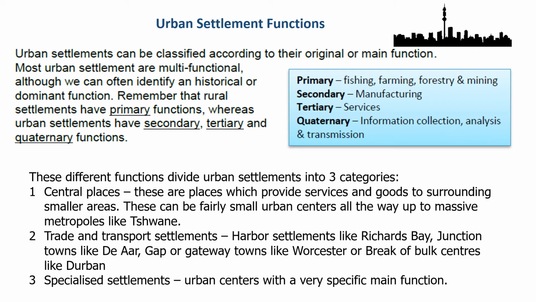Places like this, you have, for example, a ship coming in with huge shipping containers, and then at the centre, those containers are divided up into smaller shipments that go out in trucks, on railway carriages, and so on, and they get sent out to different places. Specialized centres, these are urban centres that have got a very specific main function. Let's have a look at these.